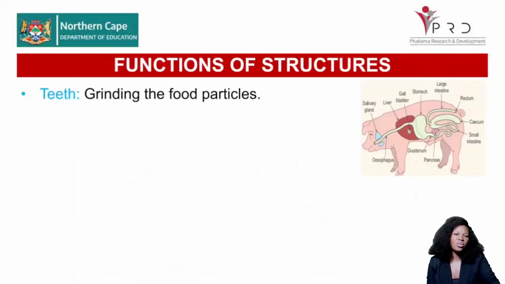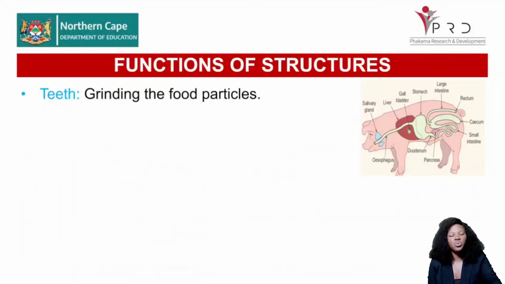Now, let us continue with our lesson and focus on the functions. Remember what I said initially: for you to understand animal nutrition, you must understand the different types of farm animals, ruminants and non-ruminants. These animals are made up of different digestive systems, which have various structures, organs or glands. And thirdly, you must understand the function of each structure, or the role played by each structure when it comes to the digestion or the breaking down of nutrients.